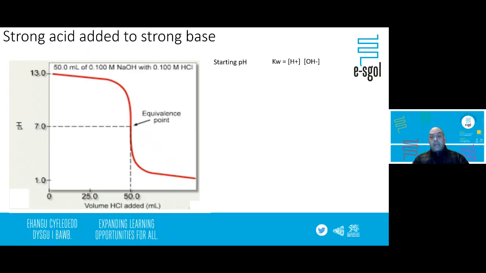I'm working out the starting pH on this one. Again, this is something that we did earlier. We're going to use our KW expression, rearrange it to work out our H plus. So for us here, that would come out as 1 times 10 to minus 13. And I can work out my pH, and that starts at pH 13.